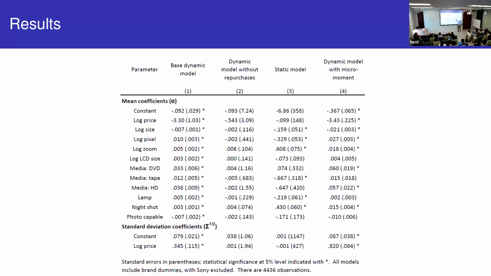So if the quality is getting much better over time, and you don't care about price, that's going to generate repurchase. So I think you can see the importance of the micro moment in dictating the results, and it really is going to cause important differences.